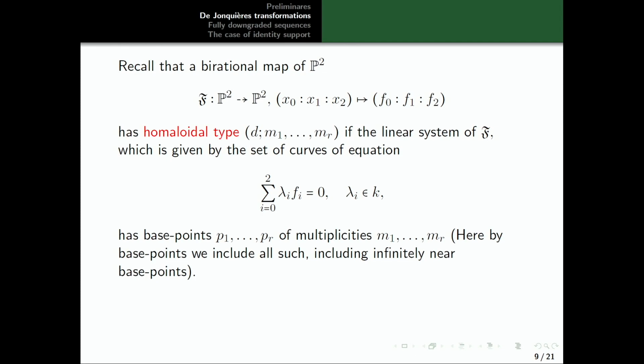Recall that a birational map of P2 has homaloidal type (m1, ..., mr) if the linear system of F, which is given by the set of curves of equations like this, has base points p1 to pr of multiplicities m1 to mr. By base points, we include infinitely near base points.